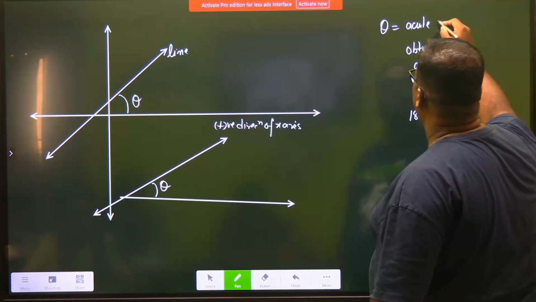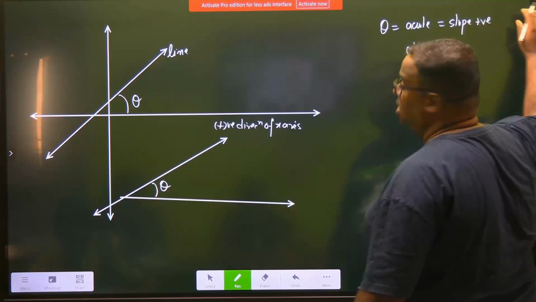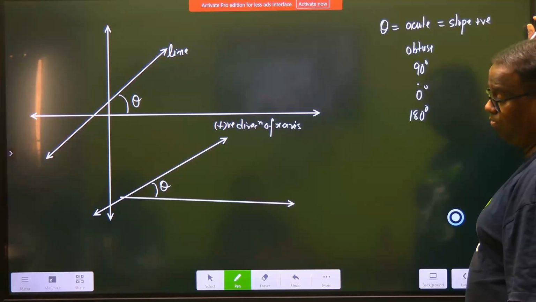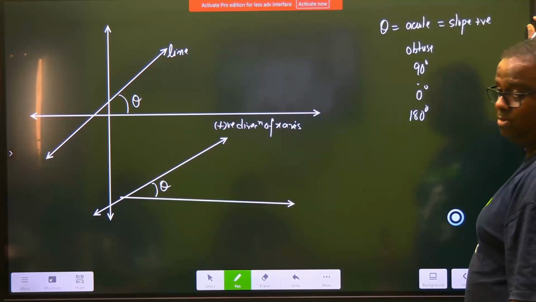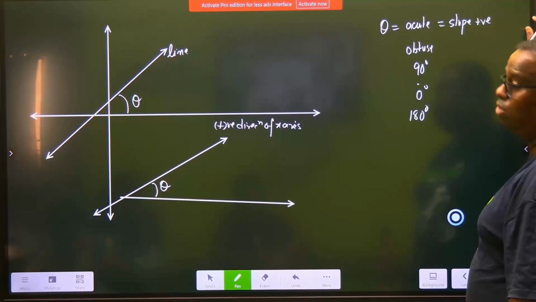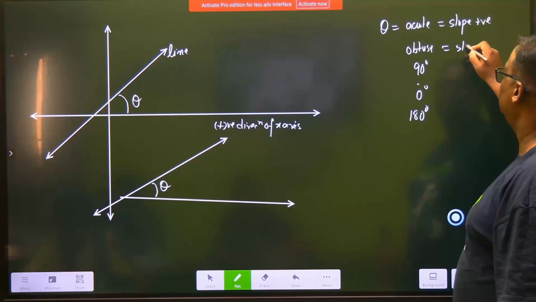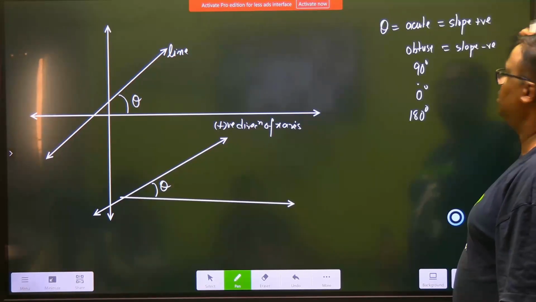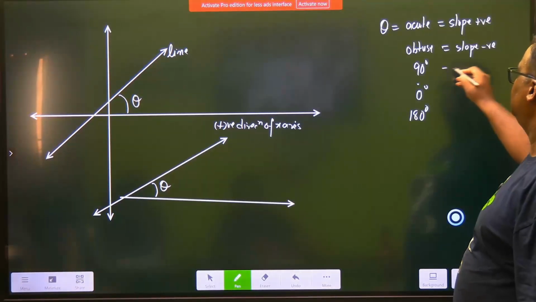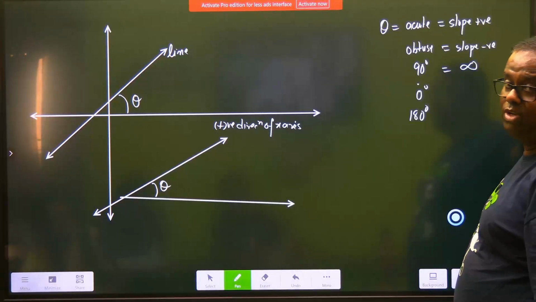If this line is acute, we say the slope is positive. Very important. आप लिख नहीं रहे तो लिखिए, because this will be needed in your physics chapters. तब मैं दोबारा repeat नहीं करूंगा. If theta is acute, then the slope is positive. If theta is obtuse, then the slope is negative. If theta is 90 degree, then the slope is infinity. There is no slope. Infinity is the slope.